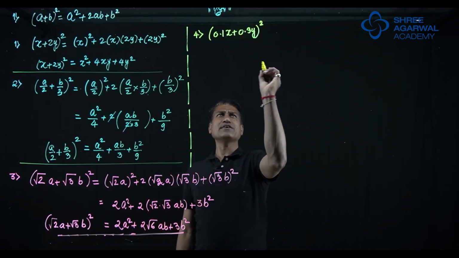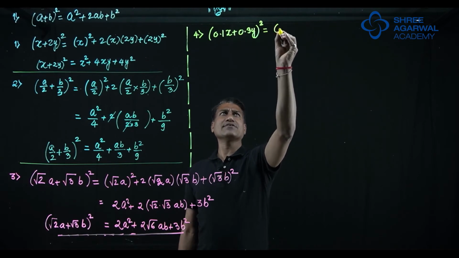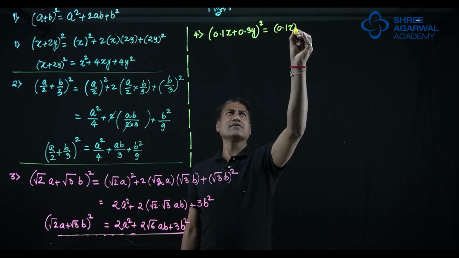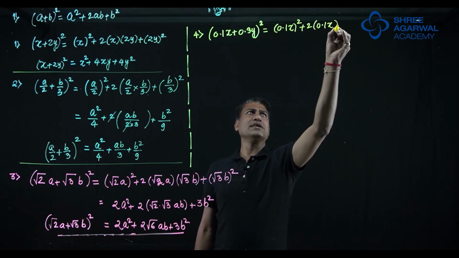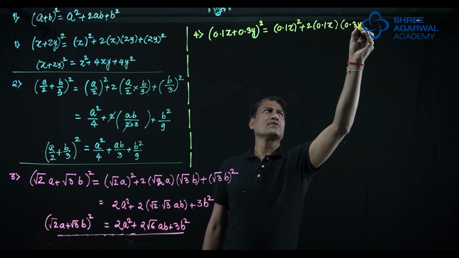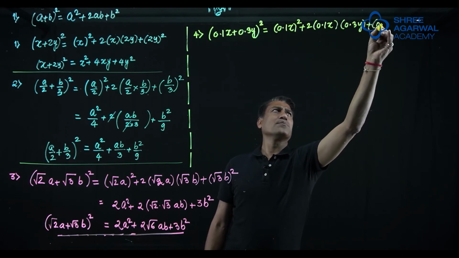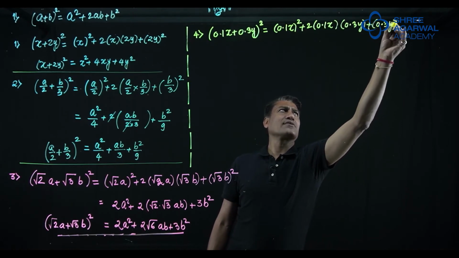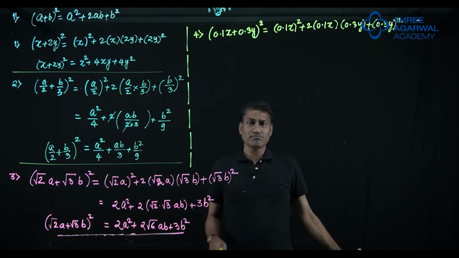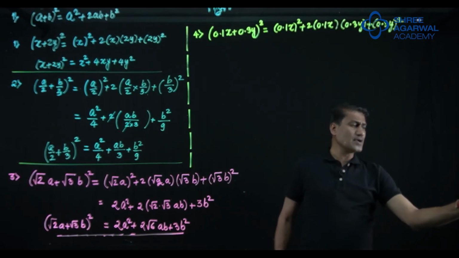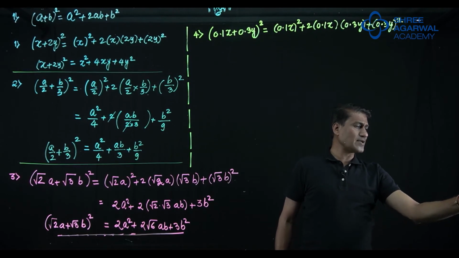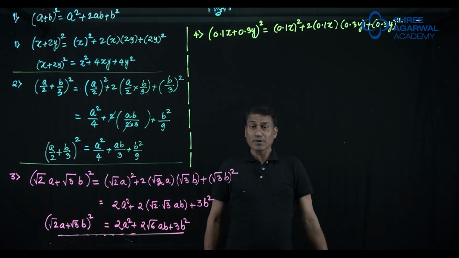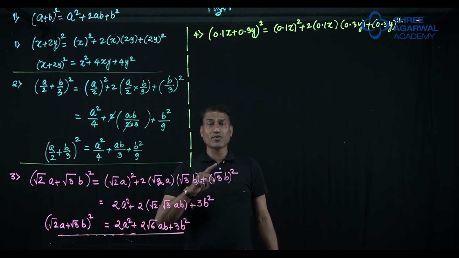So this is (a + b)², which is a² + 2ab + b². Now this was a very simple first step, but the next step is going to be an important one, because we should know what 0.1's square is.